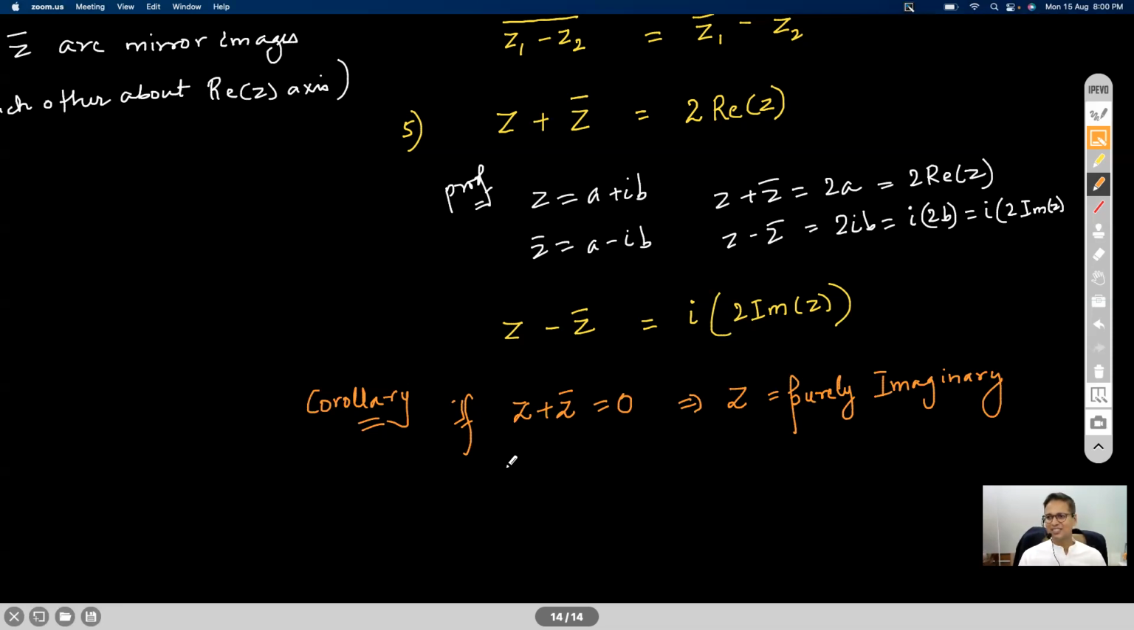Isn't it obvious? And similarly, if z minus z conjugate is 0, that means z is equal to z conjugate, it means z is a purely real number. It's like saying 5 and 5 conjugate, both will be 5 each, no difference. What is the mirror image of anything which is on the real axis itself? The same quantity itself, isn't it?